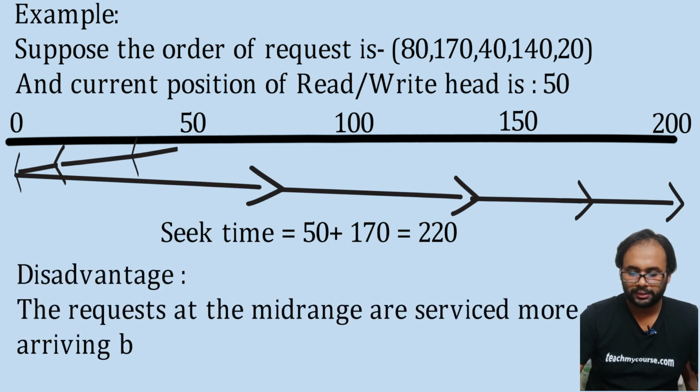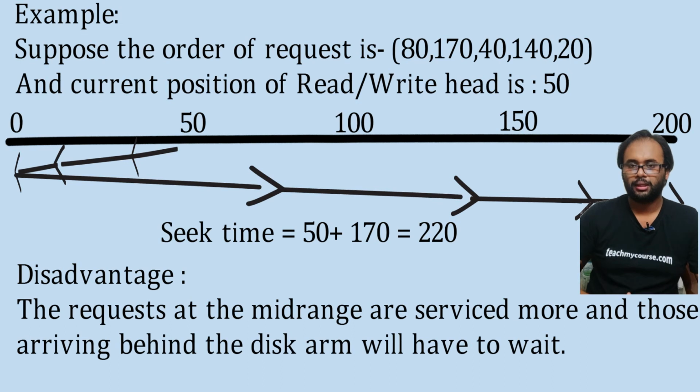So the main disadvantage is the requests at the mid-range are serviced more, and those arriving behind the disk arm will have to wait. Like if it starts moving left, it will serve all the requests towards the left, and the rightmost requests will have to wait. They have no other option. Okay.